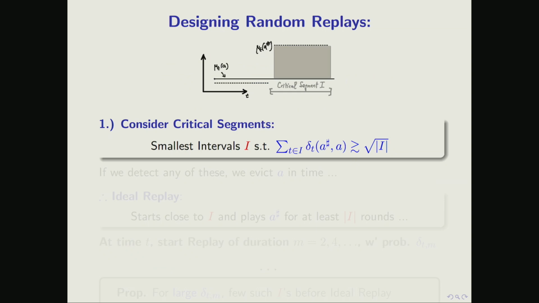Here, I think a picture is better. For a critical segment, I fix any arm A, and then I'm going to say, at what point should I evict A with respect to A sharp? And there is that segment of time where A all of a sudden has really bad regret with respect to A sharp, and that will be considered a critical segment. And then the whole point will be to design the random replay so that I can detect these critical segments. I hope that that's sort of clear.